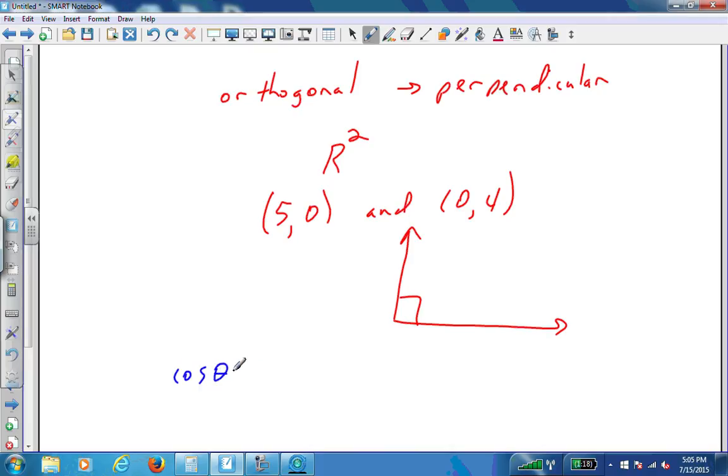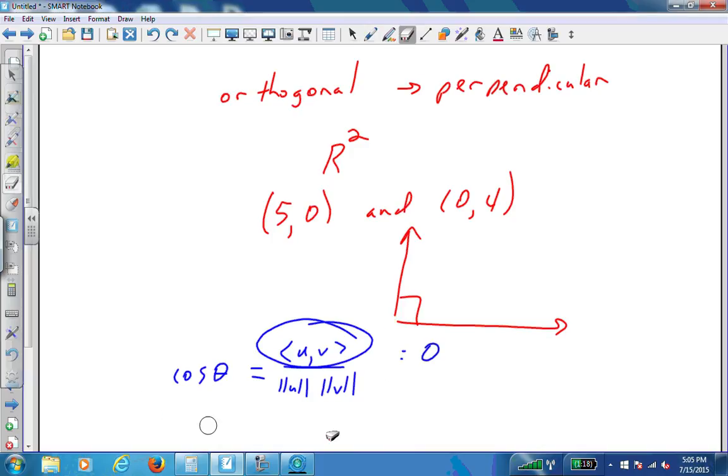Notice that cosine theta, remember, is our inner product over the product of the norms. If the inner product is 0, then it turns out that they are orthogonal. So we don't have to do the whole thing. If we find out that the inner product is 0, they're orthogonal.